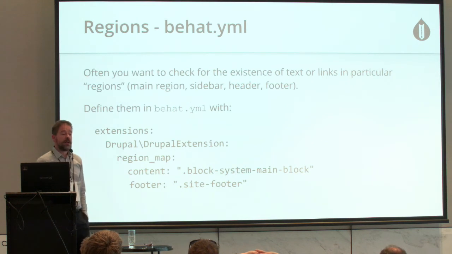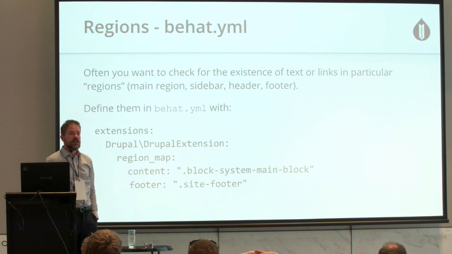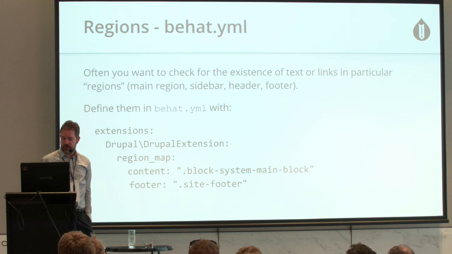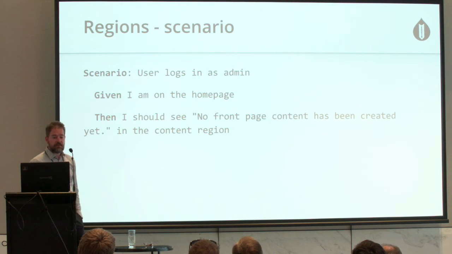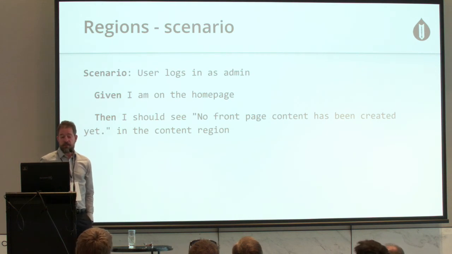Often you want to check for text in particular regions. The sidebar should have this text, or my message region should have that particular text. That's all possible to specify in the Behat YAML file. There's a region map option there where you can name a region, basically any name, like content, and say, this div, this CSS selector, that's where you need to look. And then you can simply write a scenario like this: given I am on the home page, then I should see "No front page content has been created yet" in the "content" region. And that is where it has to be.